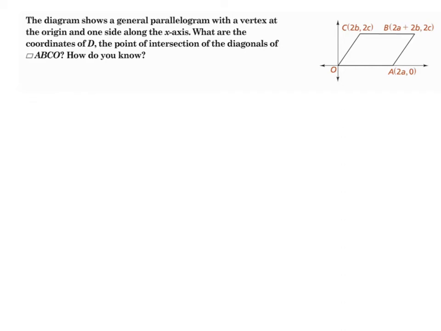Okay, our next example says the diagram shows a general parallelogram with the vertex at the origin and one side along the x-axis. What are the coordinates of D, the point of intersection of the diagonals of parallelogram ABCO, and how do you know? So since it's a parallelogram, that means that the diagonals bisect each other. So if you think about what we talked about yesterday, we need to use the midpoint formula. Go ahead and write that down. We need to use the midpoint formula to figure out the actual point D.